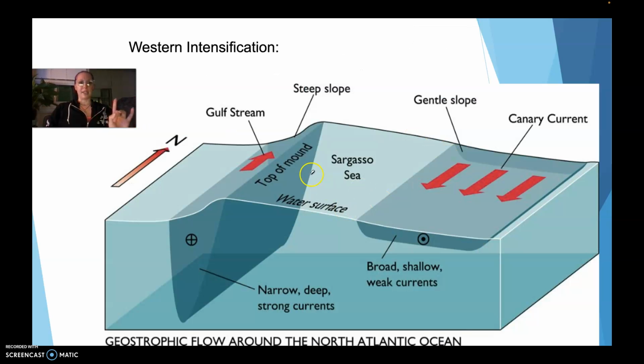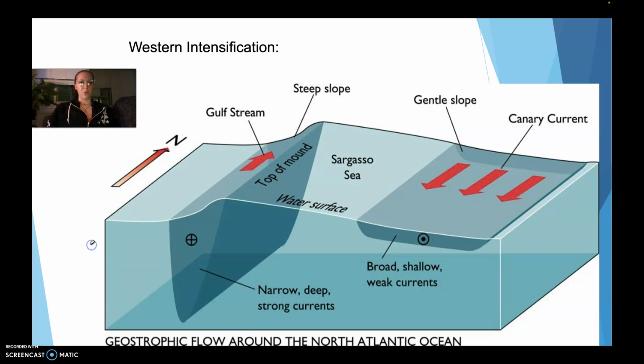So just a little bit more on this idea of western intensification and some things that we observe here. On the western boundary currents, we often see a more narrow and deeper current, continuing on with this idea of a strong current, whereas our eastern boundary currents tend to be more broad and shallow, and they are also a bit weaker. Western boundary currents also move water more efficiently. They're moving more water in terms of volume.